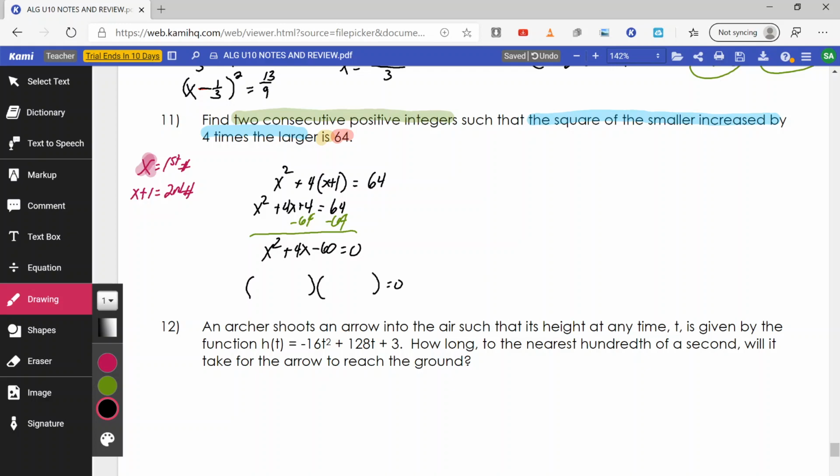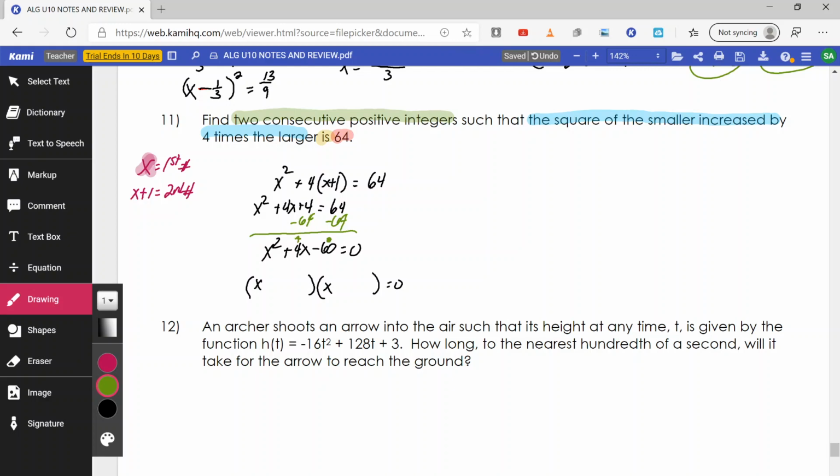If I were to attempt to factor this, this means I have to come up with 2 binomials. So the binomials again are going to be a binomial times a binomial equals 0. So the question becomes, what are they going to be? Here we have x squared, which is the way we like it to be. The only way I can get x squared is by doing x times x. Now the trick is coming up with numbers that multiply to 60 but add to 4.